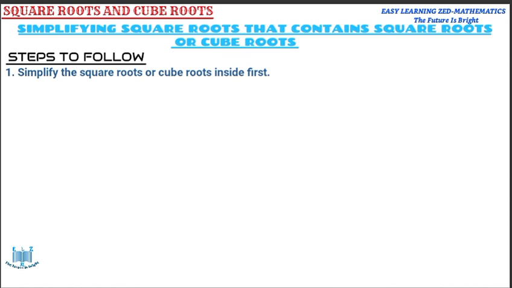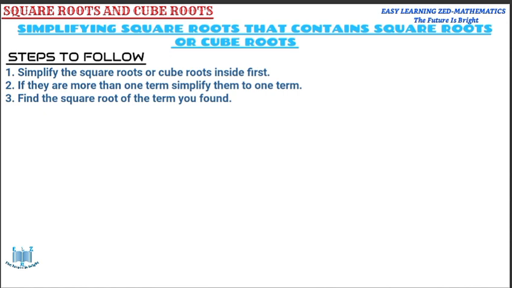Once you have done that, the next thing you need to do is, if there is more than one term, simplify them to one term. So if after dealing with the roots, you find that you come up with two or more terms, then you first need to simplify those terms into one term. Once you have come up with one term, the next thing you need to do is find the square root of the term you found. These are the very important points you need to follow when you're dealing with square roots that contain square roots or cube roots.